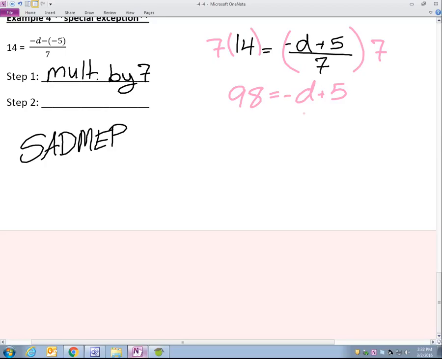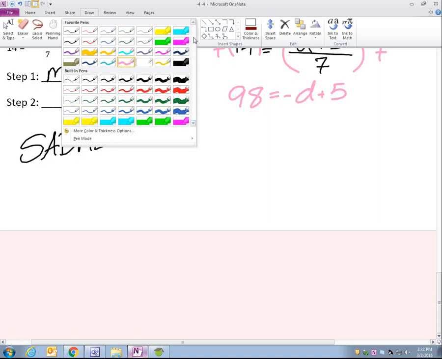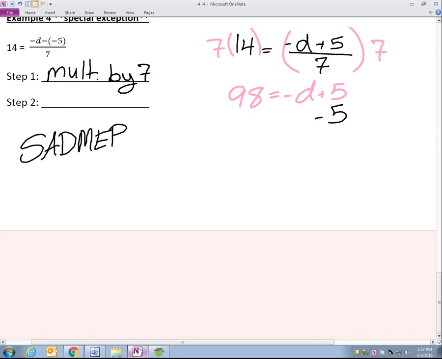Actually, we're starting over with SADMEP because now we're done with the parentheses. So as we did up here on the earlier ones, we subtract. Is it 14 or 5? Look at the equation. 5. Yes, we subtract 5. I'm going to subtract 5 from both sides, so 98 minus 5 is 93.